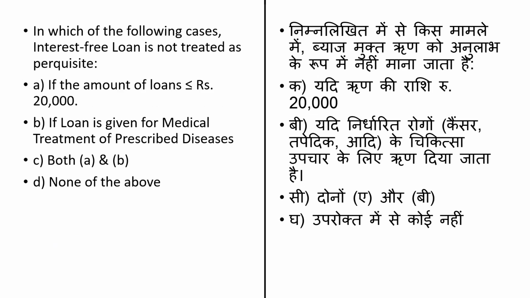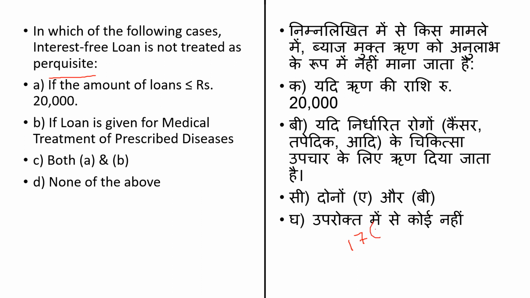In which of the following cases is the interest-free loan not treated as a perquisite? In this question, they ask in which case the interest-free loan is not treated as a perquisite. Now, what is the meaning of perquisite? A perquisite may be defined as any casual income or benefit attached to the office or position in addition to the salary or wages. This perquisite is defined under section 17 clause 2.